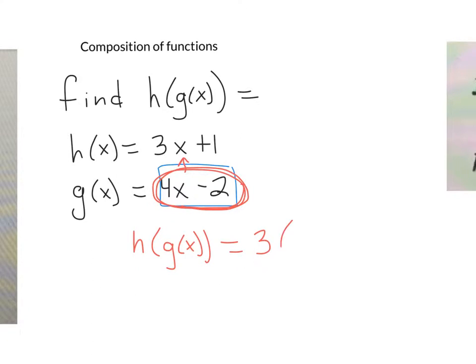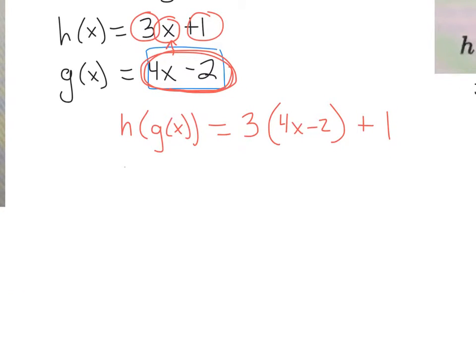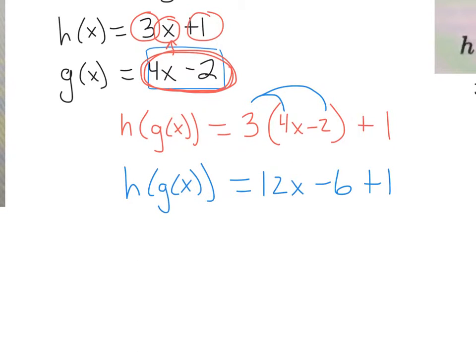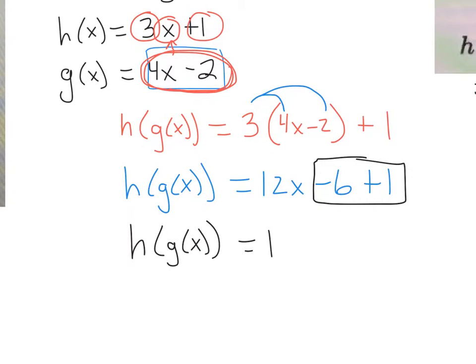So I've got 3 times, and then everything that g of x is. What is g of x? 4x minus 2 plus, and then, so I got 3, and then 4x minus 2 plus 1. And so I write h of g of x equals, and now I've got to distribute this 3, don't I? And so I've got 12x minus 6 plus 1. And now I'm going to combine like terms. Negative 6 and positive 1 will go together. So I say h of g of x equals 12x minus 5. And so there's my answer right there.